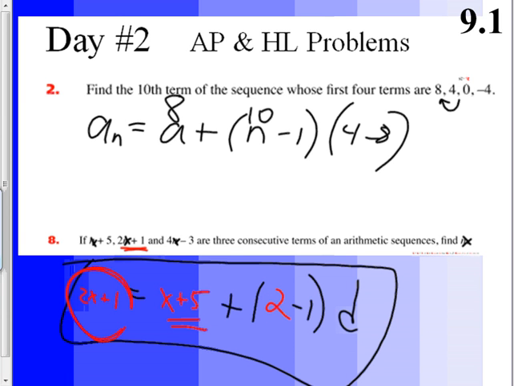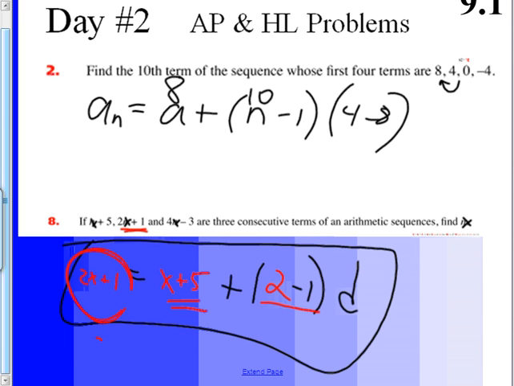A lot of things are simplifying out here. What can we solve for now? The common difference. Let's do that. So, if we solve this down, we say 2x plus 1 equals x plus 5 plus, 2 minus 1 is just 1, so that's just 1d. So then I have 2x plus 1 equals x plus 5 plus d.